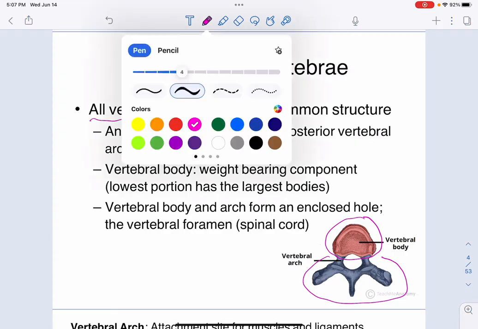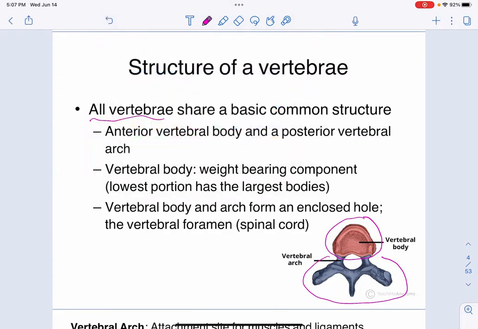The vertebral body and the arch form an enclosed hole, so you can see this hole right here. This is the vertebral foramen. The vertebral foramen is where the spinal cord is going to run through. This is what is going to protect the spinal cord from any kind of injury or damage.